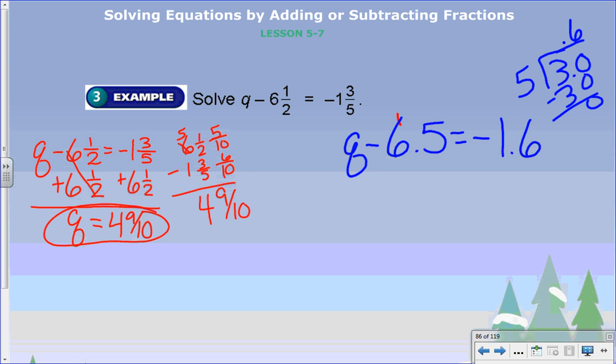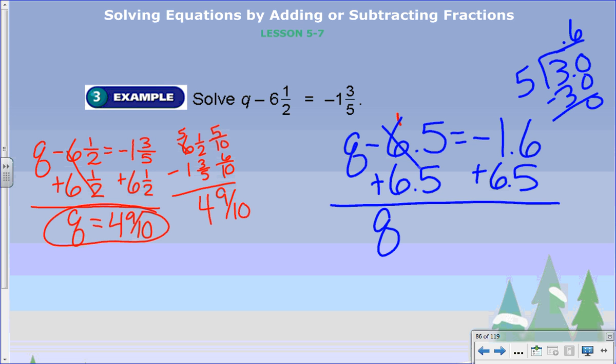And you'd solve it the same way now. The only thing that's different is it's in decimal. So again, to get Q by itself, I'd add 6 5/10. And I get Q, those cross out because they're opposites. And here, now I have negative 1 6/10 plus 6 5/10.